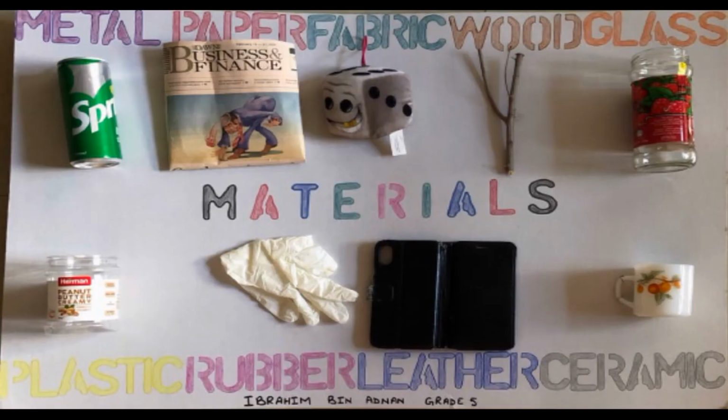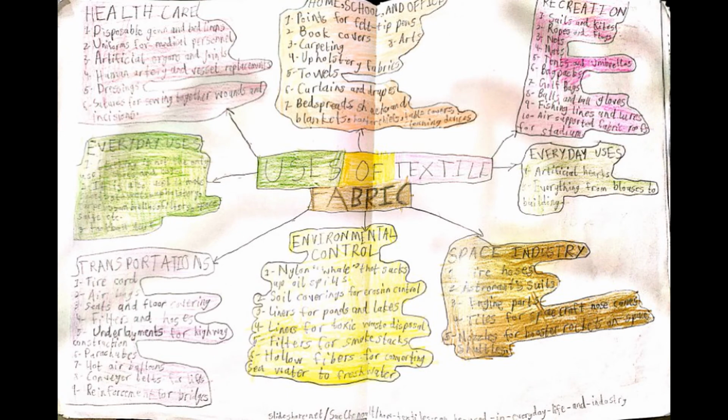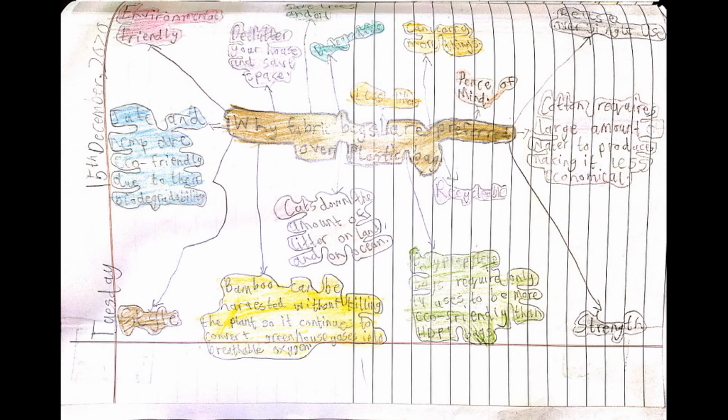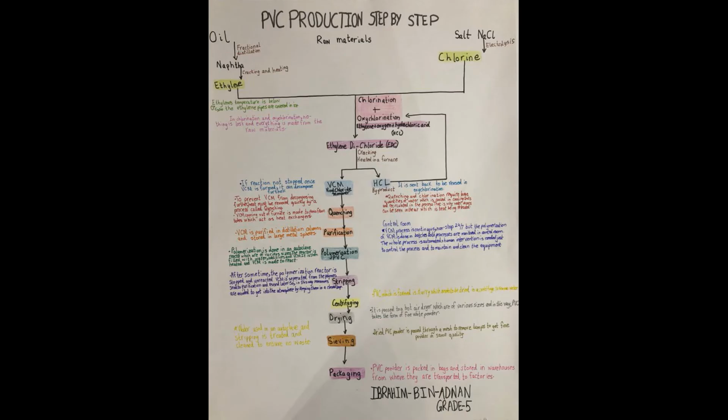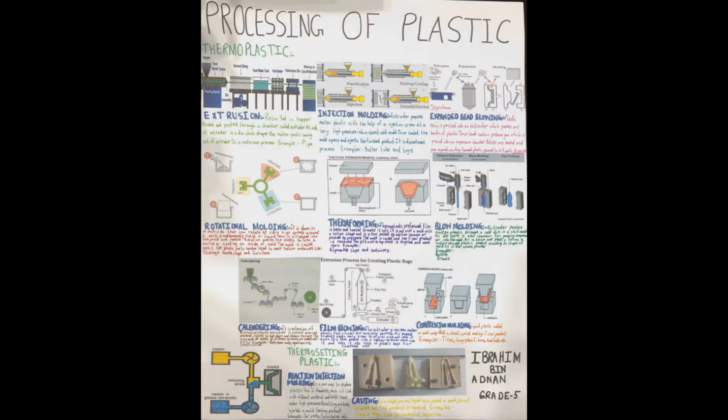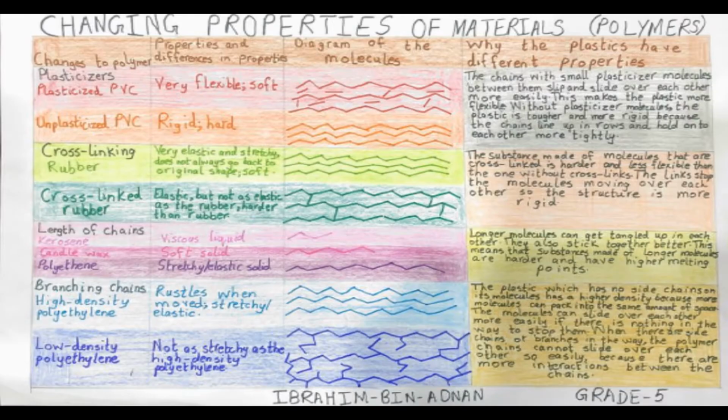Next, I was given the task to write the uses of fabric, why fabric bags are preferred over plastic bags, and the pros and cons of plastic bags. Then we had the formative task of our first line of inquiry, which was to make a flowchart about the production of PVC resin. After that, we started our second line of inquiry, which is changing properties of materials.